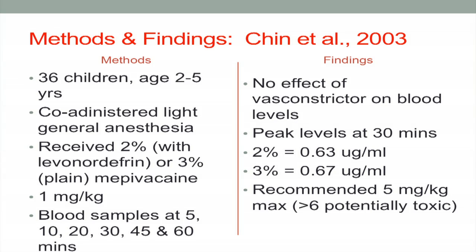With regard to the findings of this study, there was no effect of the vasoconstrictor on blood levels, with peak blood levels occurring at 30 minutes. As you can see, the 2% solution with levonordefrin produced a blood level of 0.63 micrograms per ml, while the 3% solution produced 0.67 micrograms per ml, and recommended an upper limit of 5 milligrams per kilogram, with anything over 6 milligrams per kilogram potentially toxic.